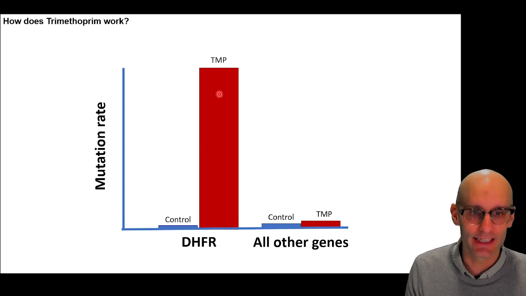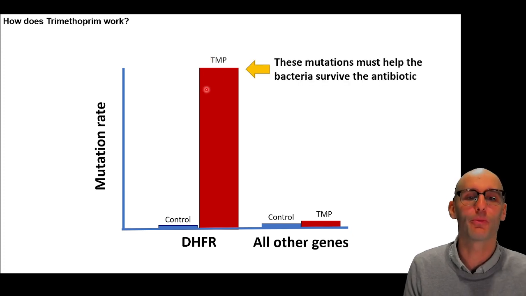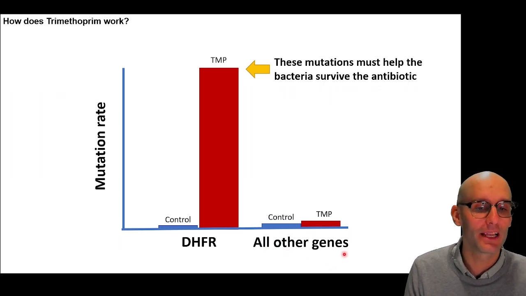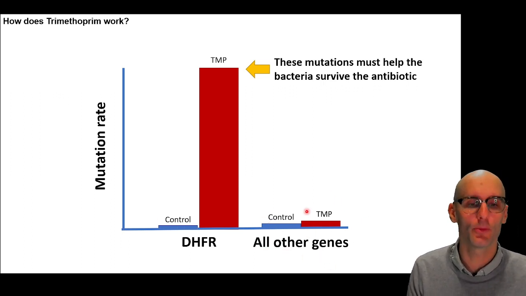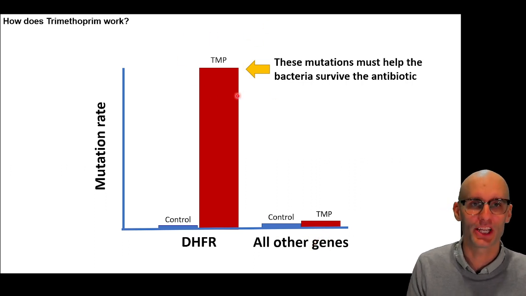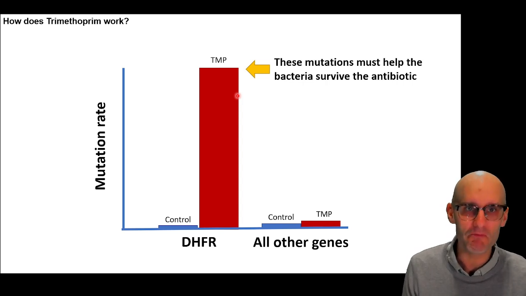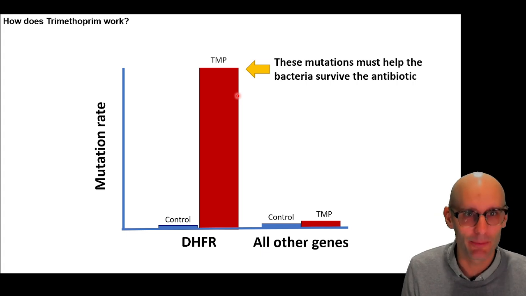What we can see is in the TMP treated bacteria, the mutation rate was significantly higher in the DHFR gene compared to all other genes. There were low levels of mutations in the control group and low levels in the other genes with TMP, but the vast majority of mutations were occurring in this one gene, the DHFR gene. That indicates that might be the gene in which the antibiotic is working.